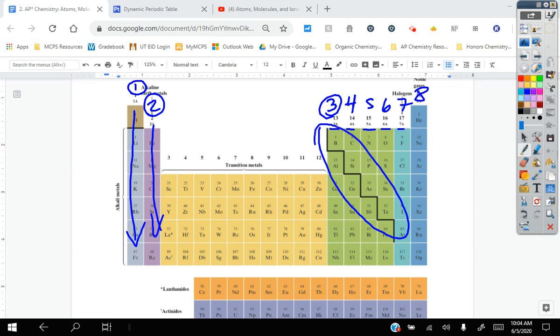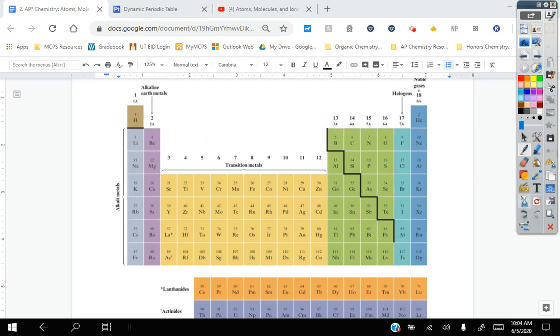That staircase is really important. Anything to the right of that staircase will gain electrons, and anything to the left, and that's how I remember, left loses electrons. So if we were to turn that into charges, if I had 1 valence and I lost 1 valence, everything in that first column becomes a +1 because I have lost 1 electron. Everything in the second column becomes a +2 because I lost my 2 valence electrons. Aluminum becomes a +3 because it lost its 3 valence electrons.